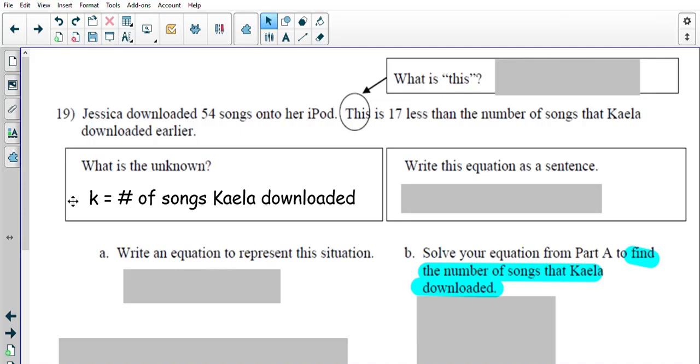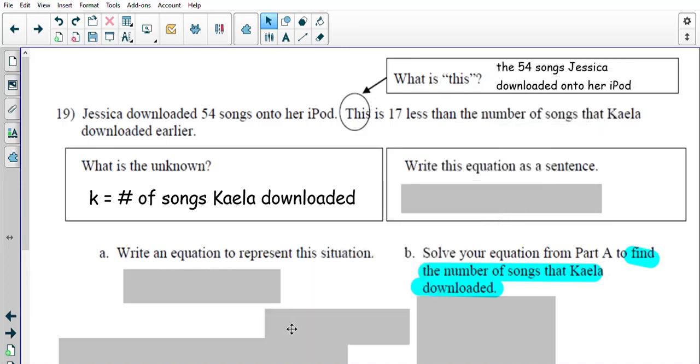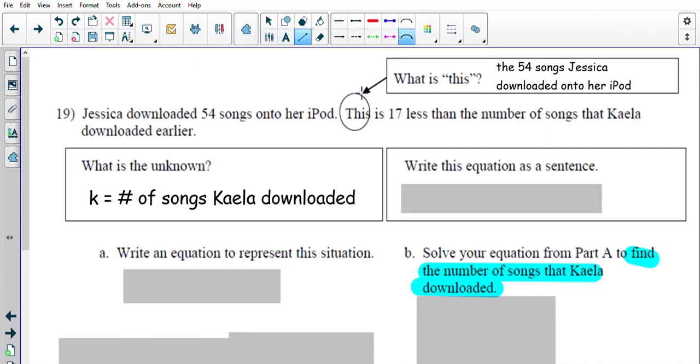Now what we're going to do is break down the rest of this information. In the second sentence, it starts with the word this. This is referring to something. What is it referring to? If you recognize that this is referring to the 54 songs that Jessica downloaded onto her iPod, you are correct. So the word this is actually referring back to this value right here, the 54 songs.